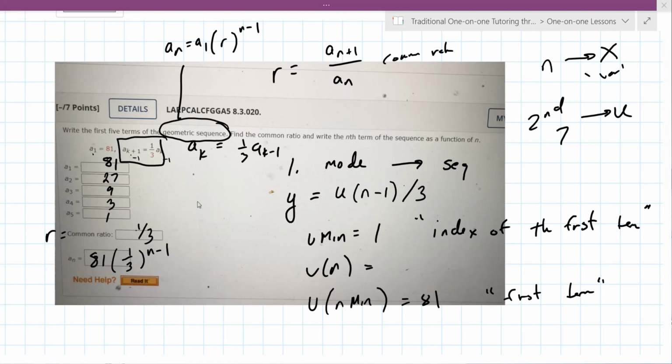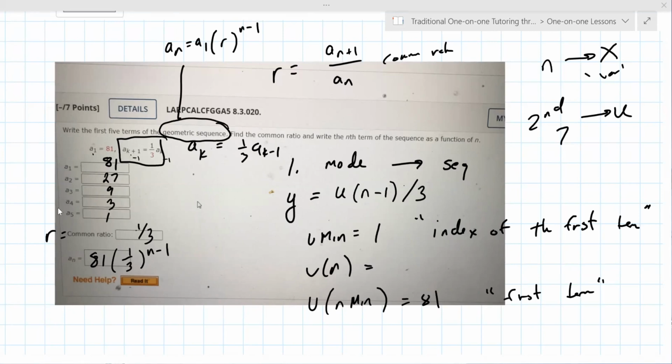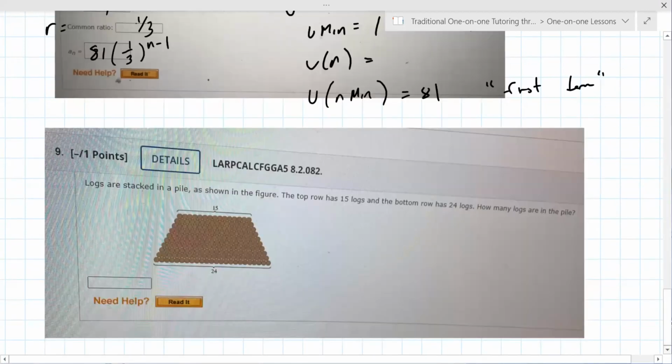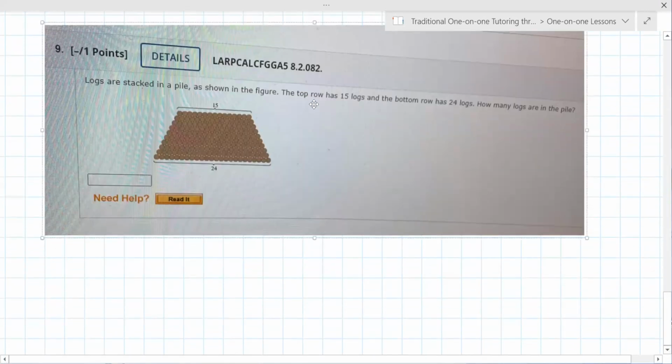Okay, so we're looking at number 9. Niko sent over a question about the log pile problem. The variation on this problem is like the number of seats in a theater, so the same principles apply. You might see that on a test. They're telling you that the first row is 15, and the bottom row is 24. A sub something equals 24.